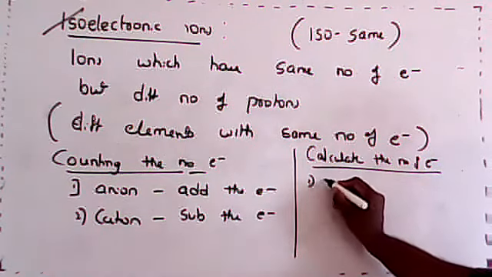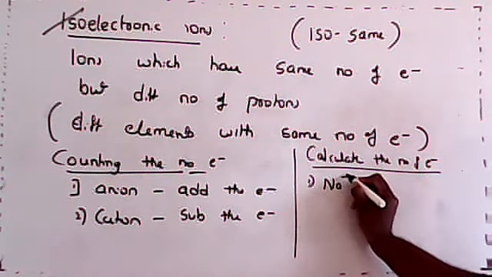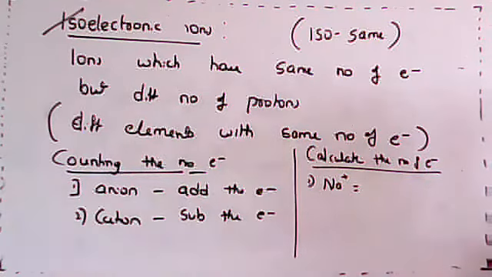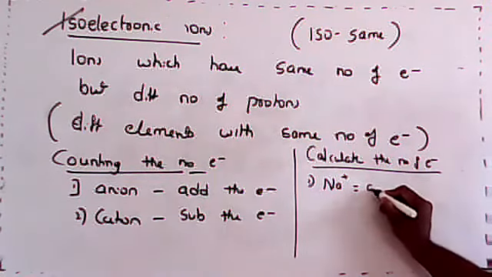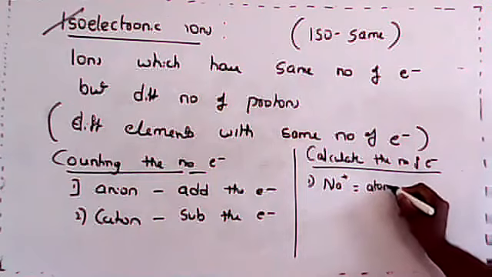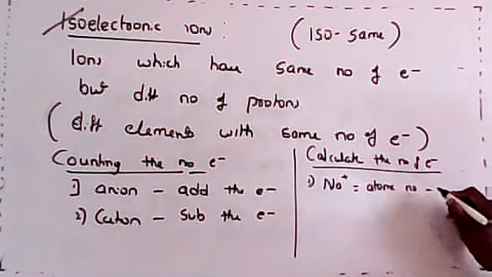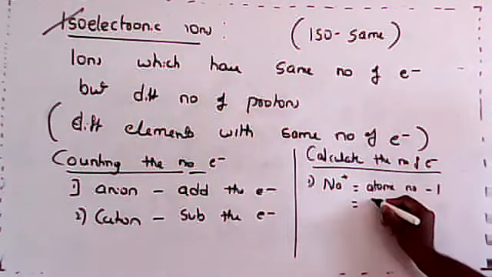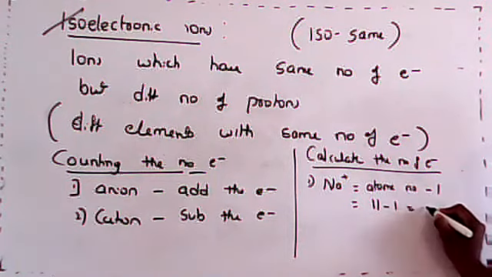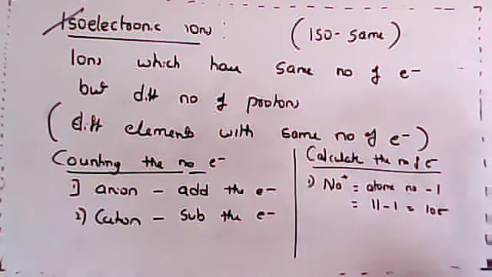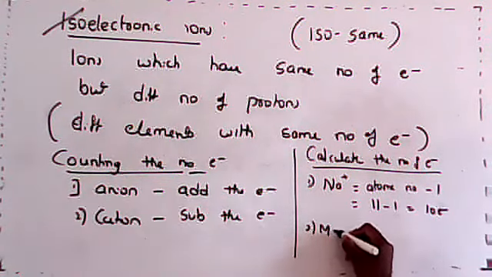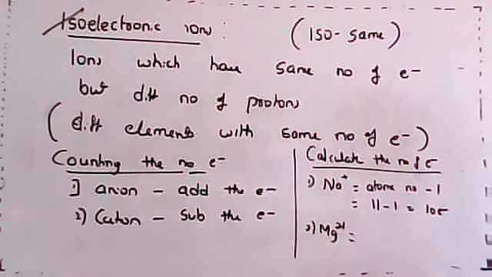First of all, Na plus. How to find the number of electrons in this? It is very easy. It would be atomic number minus 1. It becomes 11 minus 1. It is 10 electrons. Yes, Prithvi, yes, Shilpa, right? It is 10. So can you find out what it is for Mg2 plus then? It is again 10. Yes, Shilpa, right?